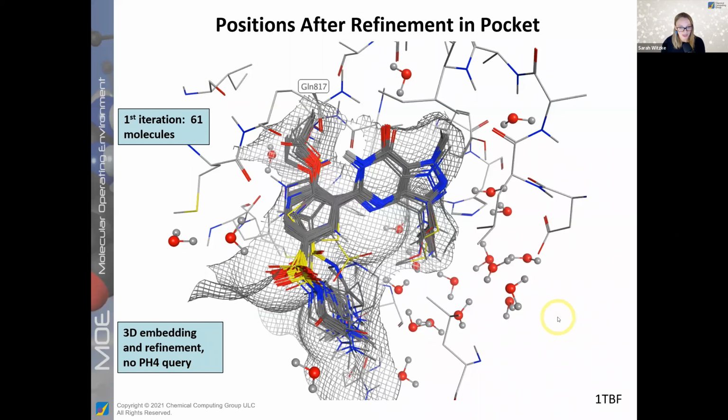When you then refine them, a few of them will move a bit around, maybe because there's a mismatch in the electrostatics, maybe there is some steric thing that doesn't fit exactly well, and some of them will move a bit, and if they move a bit too far away and they don't fit, they will of course be removed, or they will score badly in the affinity score.